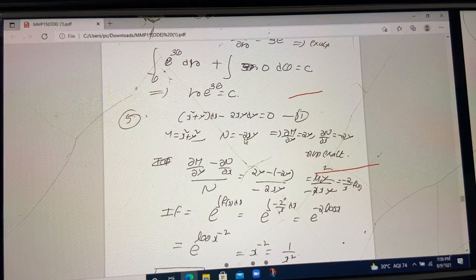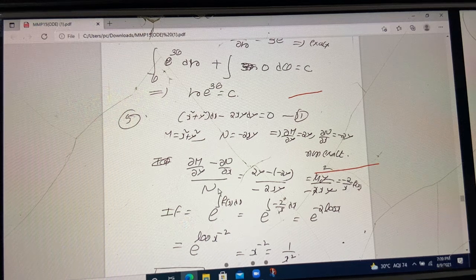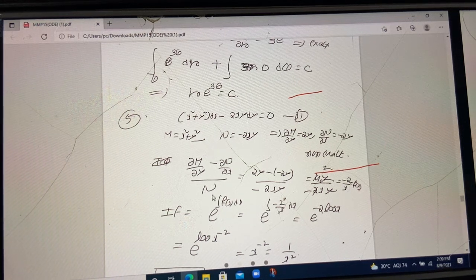Denominator N. How did we get this idea? First, it is non-exact, so we have to get the integrating factor. N is simple, so try with N. If the denominator is N, once you decide the denominator, the numerator should be the opposite. Denominator N means the numerator should start with M, so ∂M/∂y minus ∂N/∂x. When you simplify, you should get a function of x alone. If you are getting y also, then this cannot be the integrating factor. Try with M and other methods.